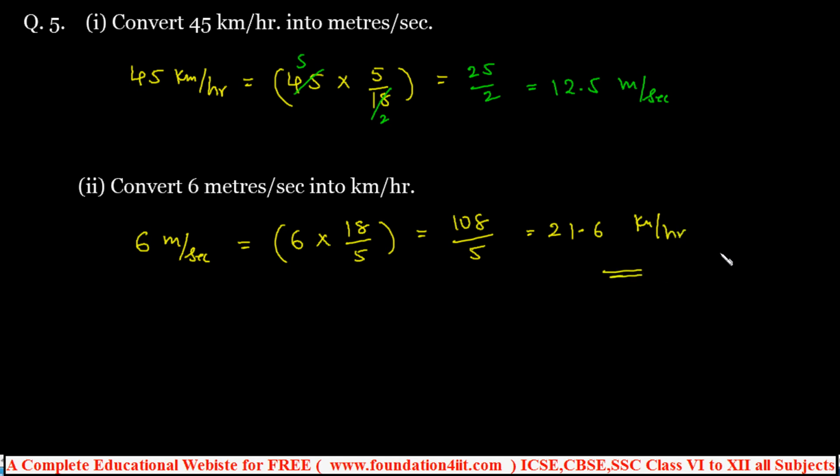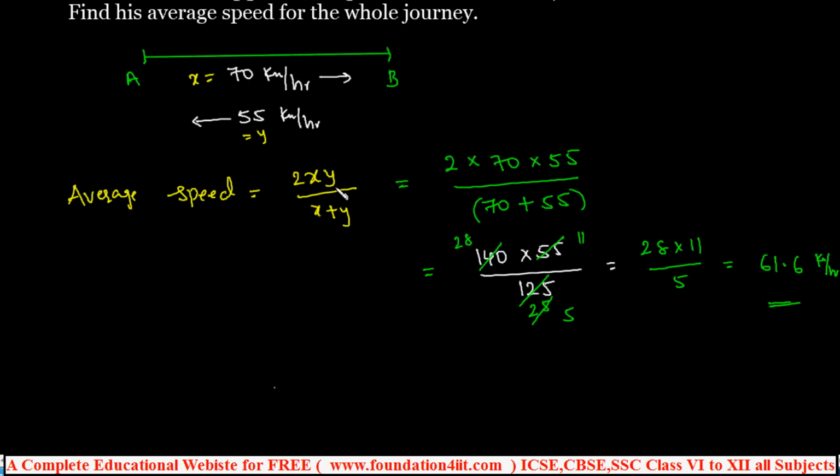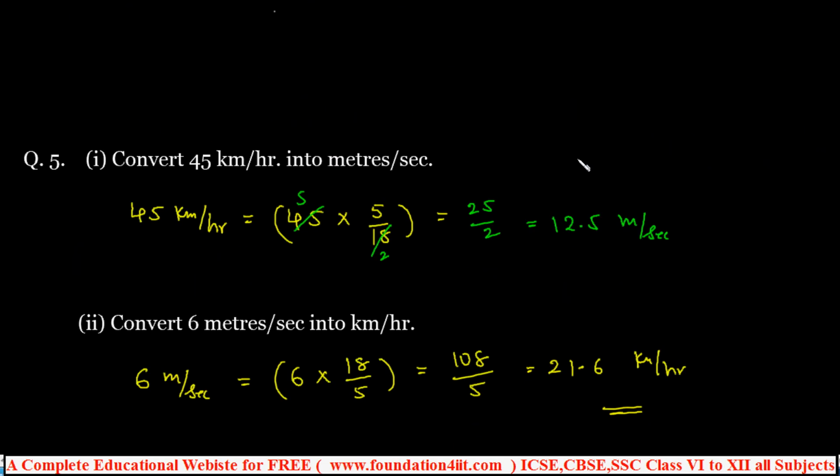Just for converting, you can use this technique directly. 5 by 18 and the other is 18 by 5. No need of confusing. Meters per second to kilometers per hour is 18 by 5. And kilometers per hour to meters per second is 5 by 18. You should multiply. And one more, as we saw, one more trick is x by x plus y for the previous. Okay, these are the problems we can see.